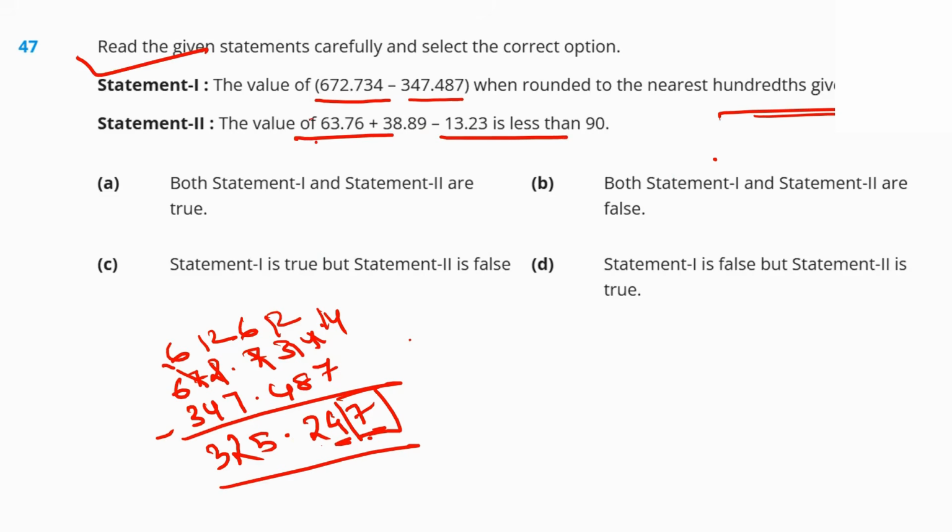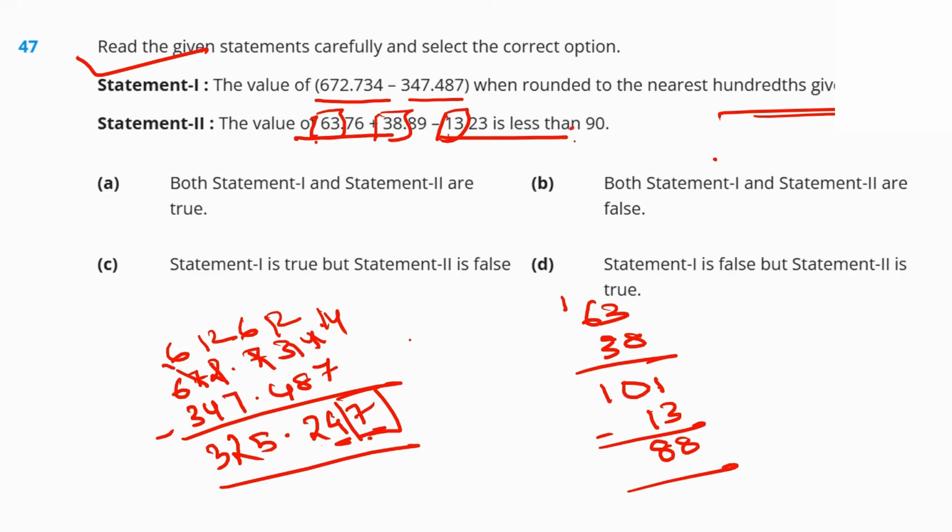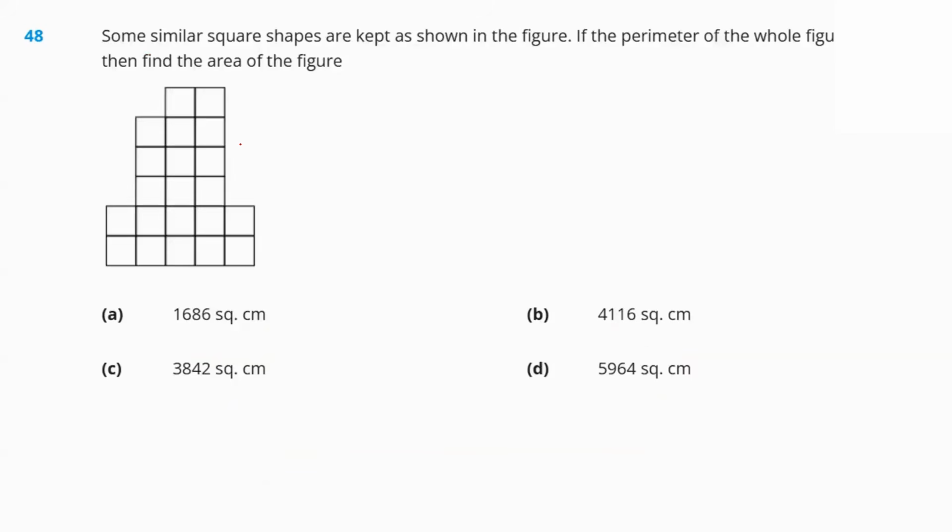Second one, if I just proceed with the whole numbers and calculate, see 63 plus 38, that's 8 plus 3, 11, 1 carry 1, 101, okay? And I subtract 14 from it. That's already less. It's already 88, less than 90. So we can ignore the fraction part or the decimal part and proceed that way also. That saves our time. So option 2 is also correct. So both the statements are true. Option A is the answer.